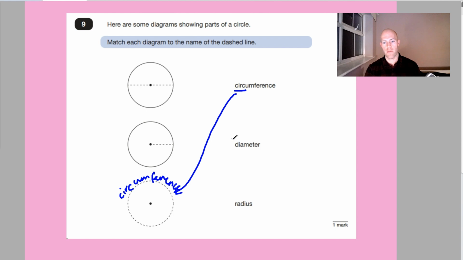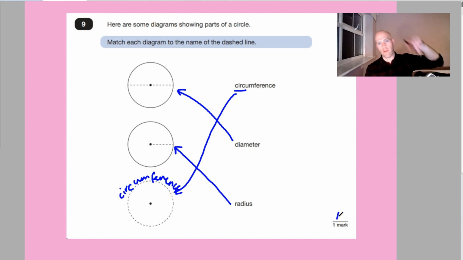The diameter is all the way across the circle there, and the radius is half of that, or the diameter is double the radius. That's just going to be learning your parts of a circle. Just remember, circumference sounds like circle, so it goes around the circle. Diameter, I don't have a fancy or tricky way of learning that really.